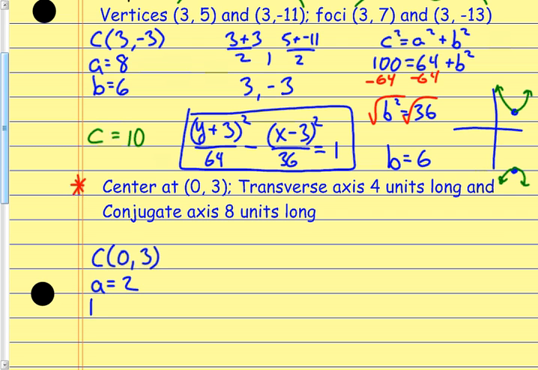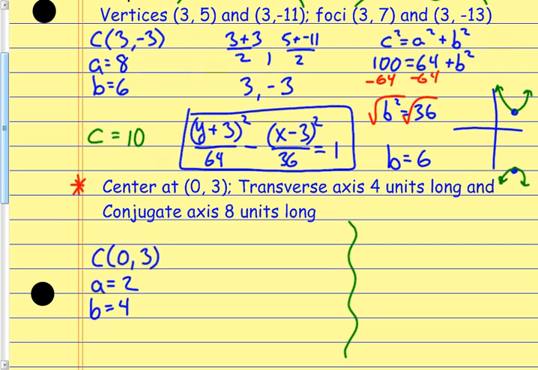And then from here, I just have to decide if this is vertical or horizontal. Well, this one doesn't specify in any way. There's no way I could tell if this is vertical or horizontal. So there are 2 equations that actually fit this criteria. So I'm going to do this one twice. I'm going to write a vertical version and a horizontal version. I'll start with the horizontal.